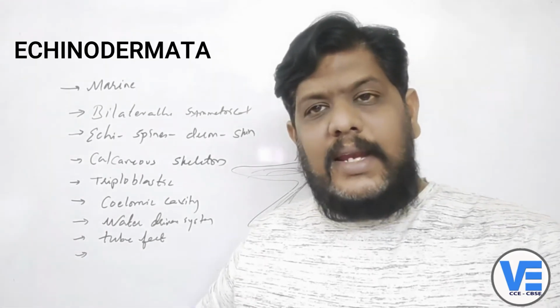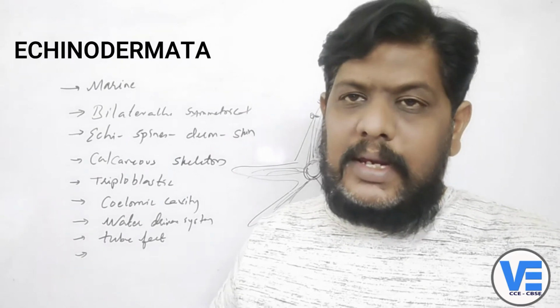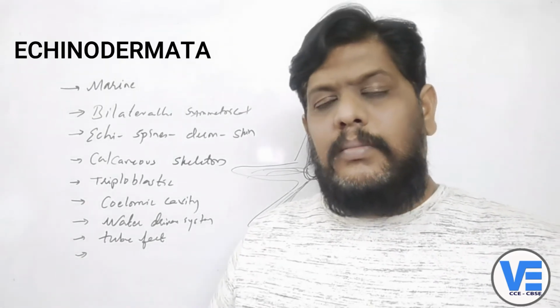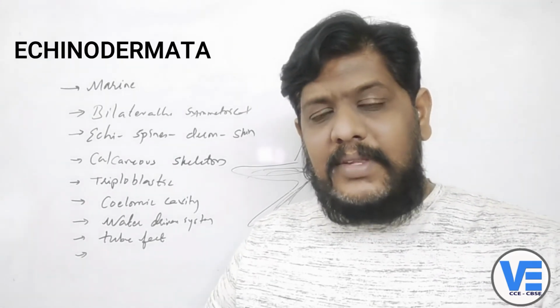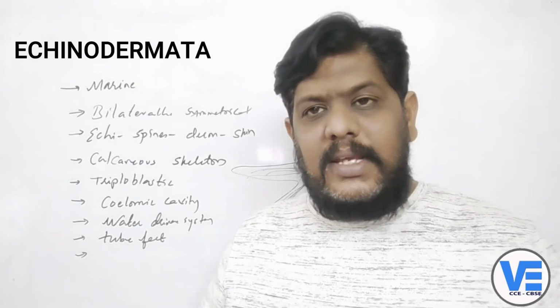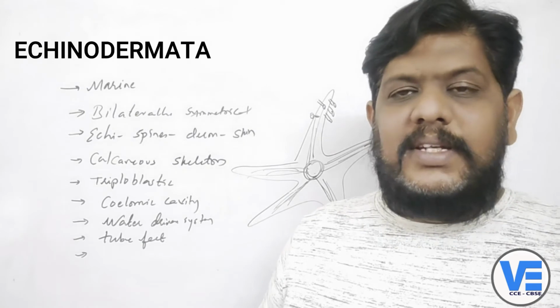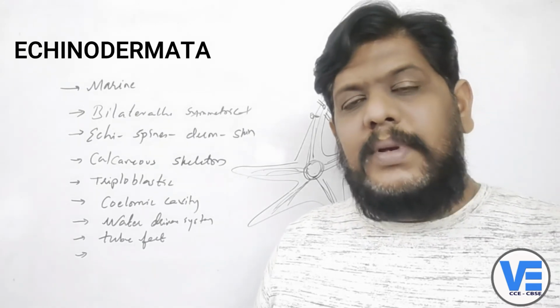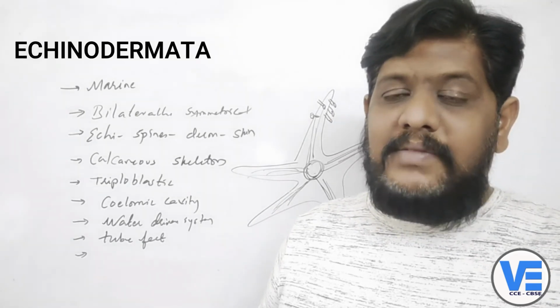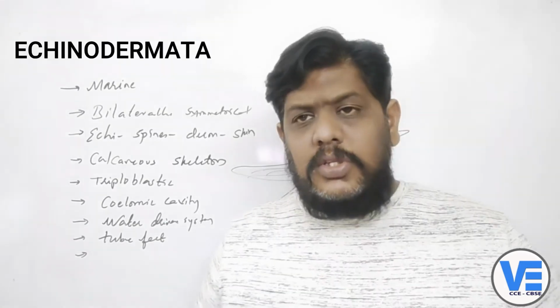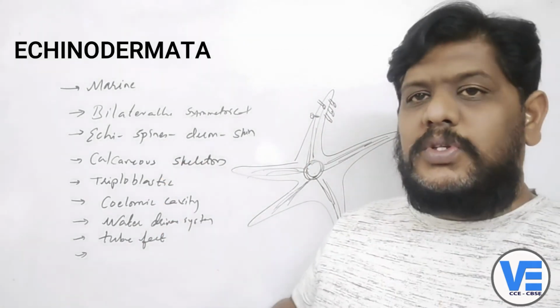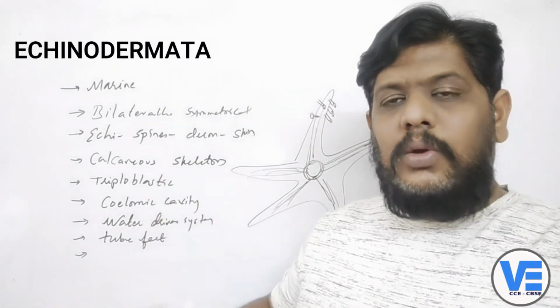And the next point is that they don't have a segmented body. It is an absolutely unsegmented body. And next, they have the power of regeneration. That means if any part is cut or lost, they can regenerate that particular part. That is how they have the power of regeneration. So basically these are the points which we can discuss in the Echinodermata.